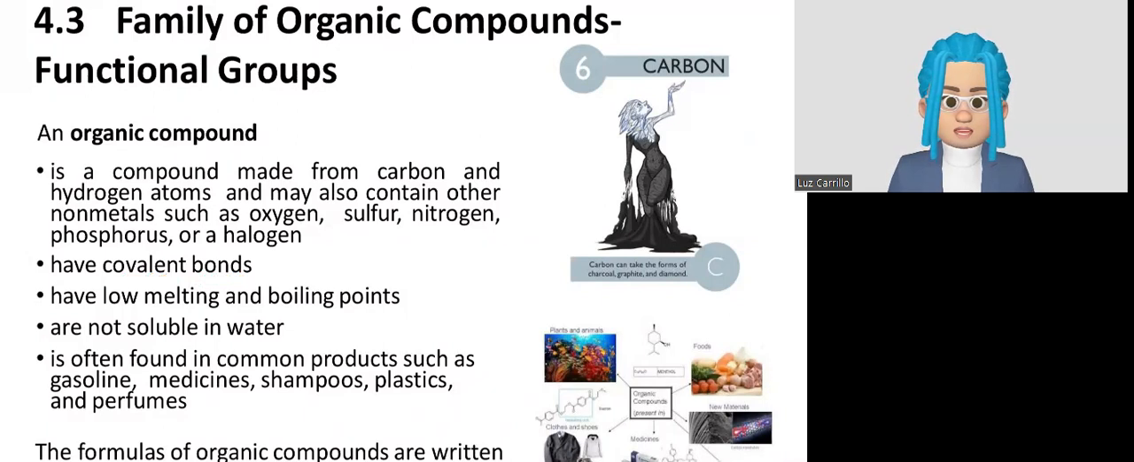Compared to ionic compounds, organic compounds have low melting points and low boiling points. There's a large number of organic compounds that are not soluble in water. So what this means is that many of these organic compounds are nonpolar.